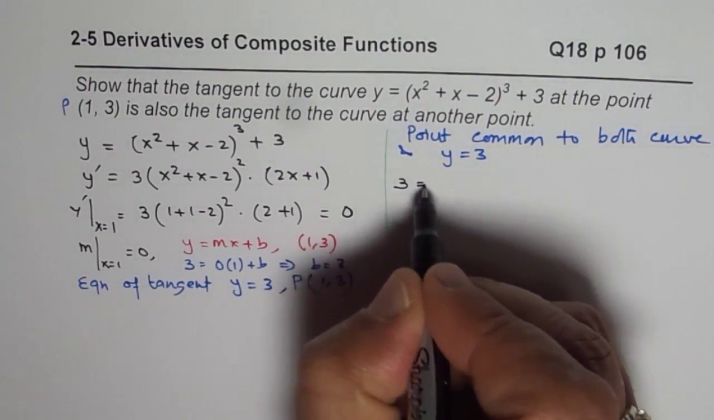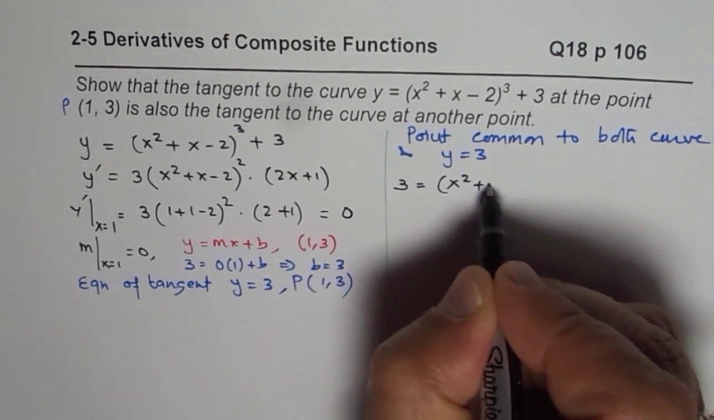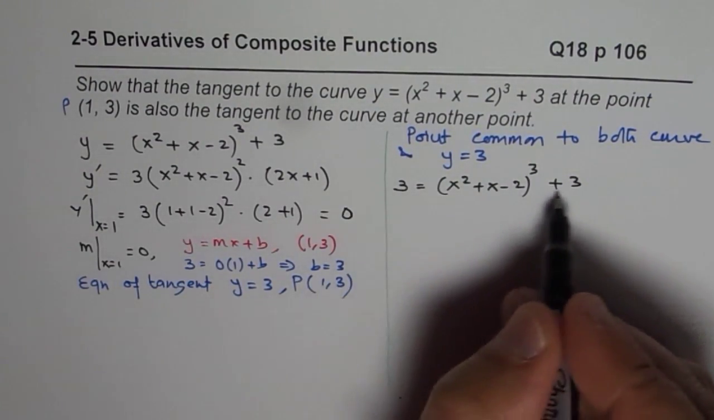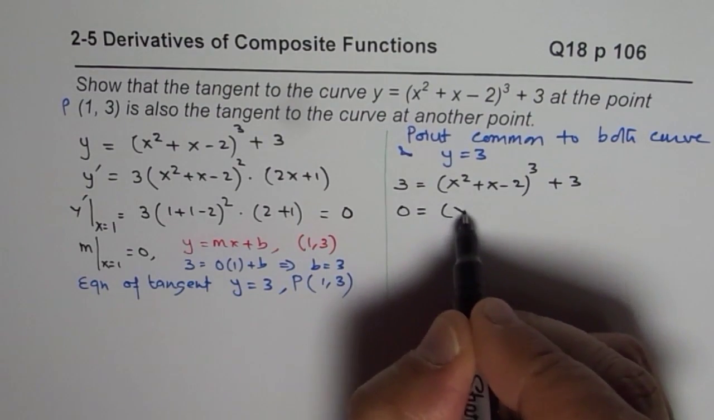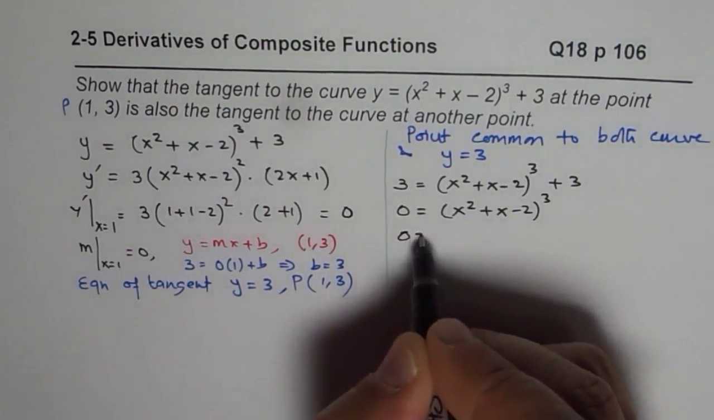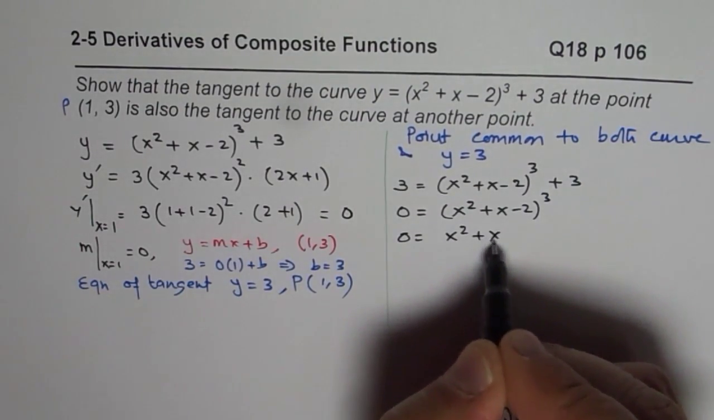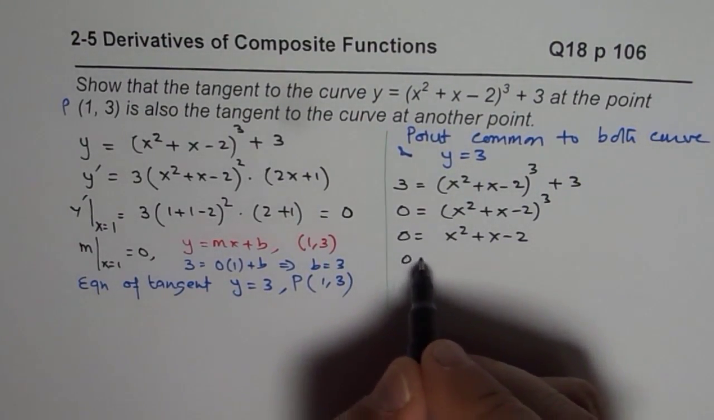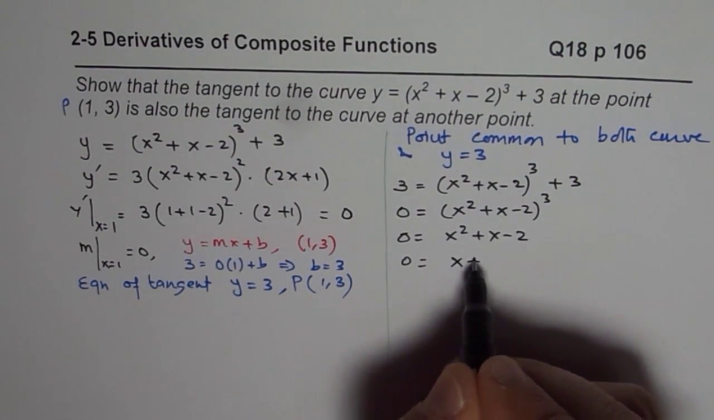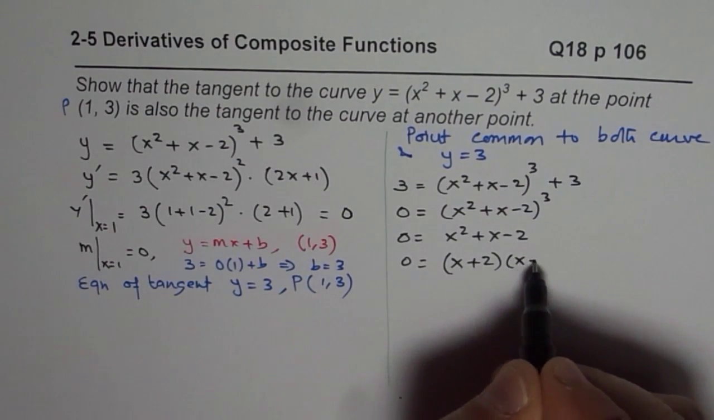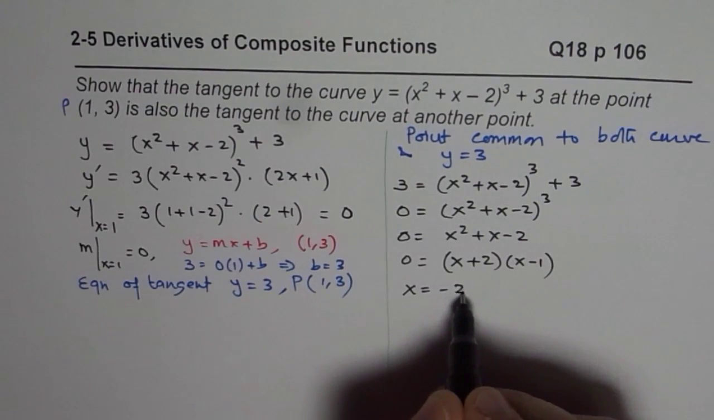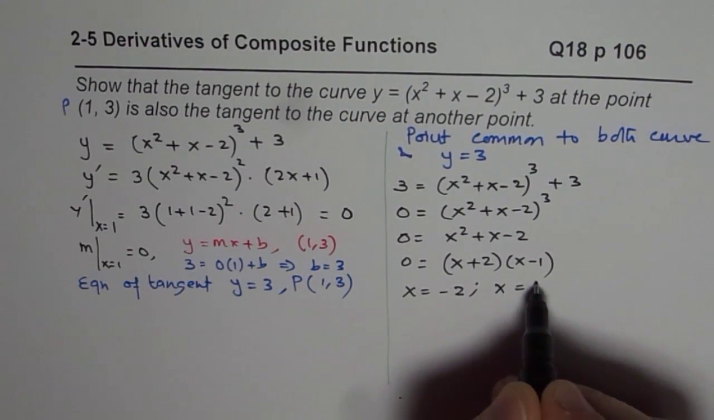So we get 3 equals (x squared plus x minus 2) whole cube plus 3. Taking away 3, we get 0 equals (x squared plus x minus 2) whole cube. We can take the cube root, so we get 0 equals x squared plus x minus 2. Now you can factor this. We need product of minus 2 and sum of plus 1, so (x plus 2) times (x minus 1). That gives you two values of x: one is x equals minus 2, the other is x equals 1.